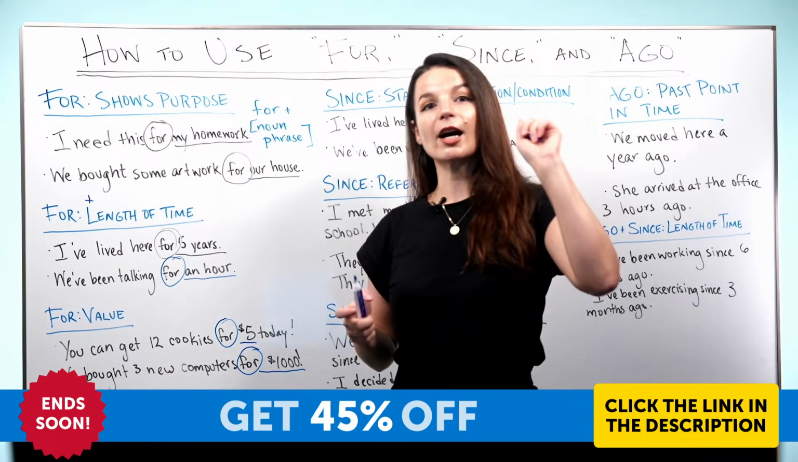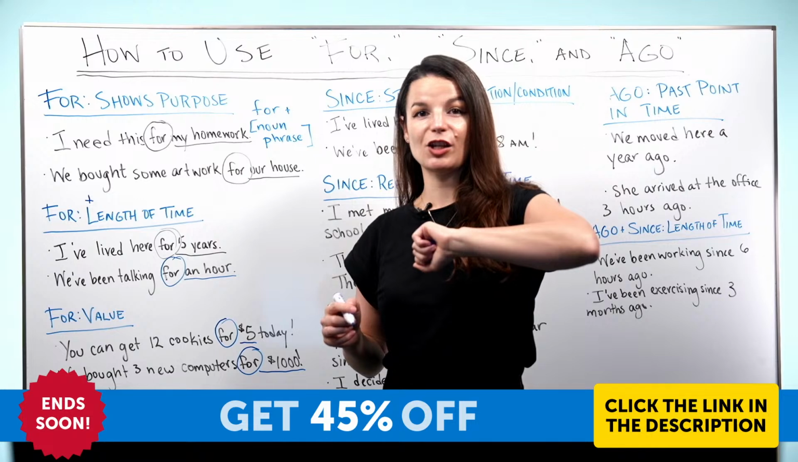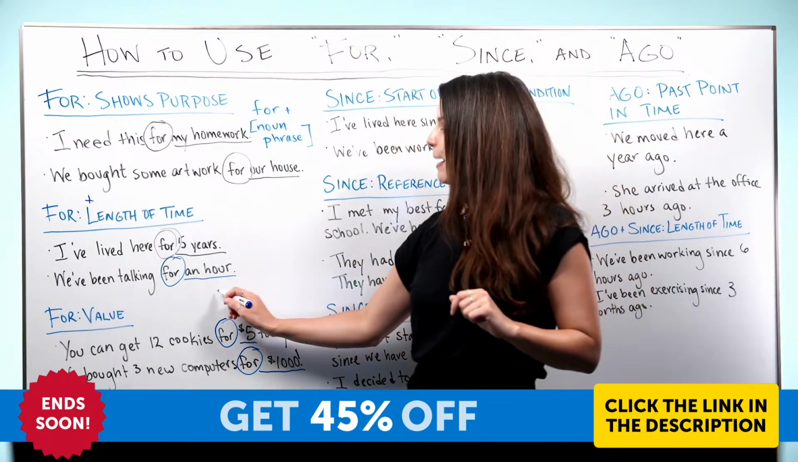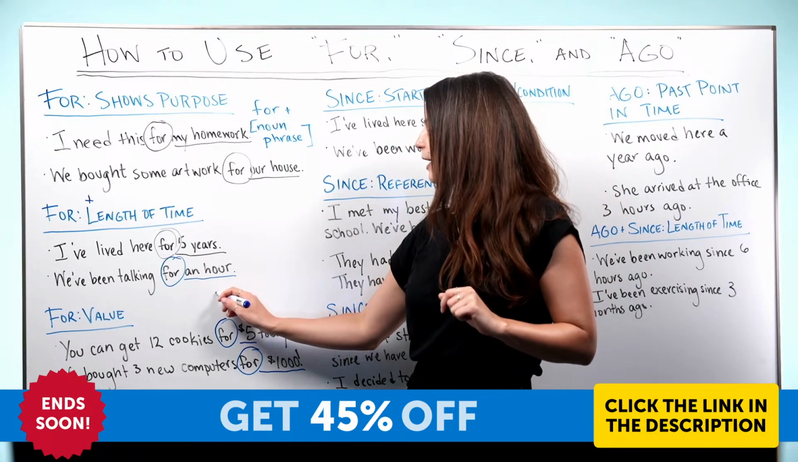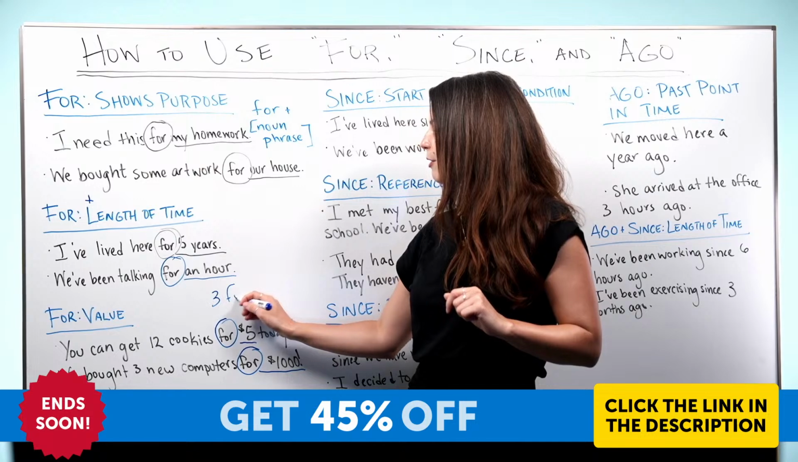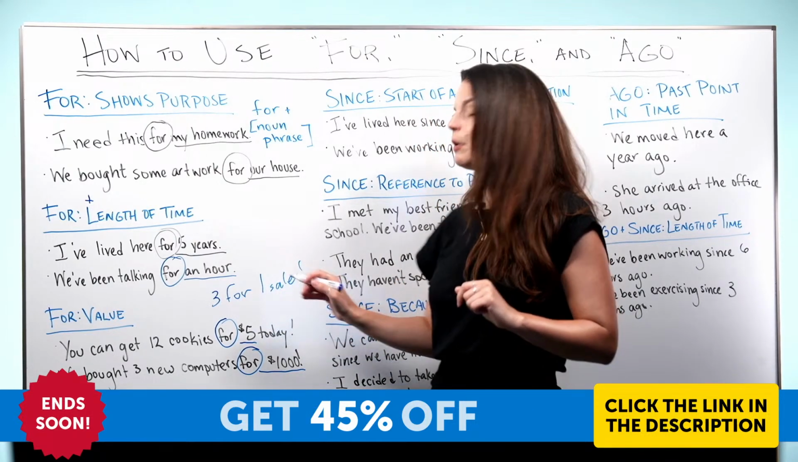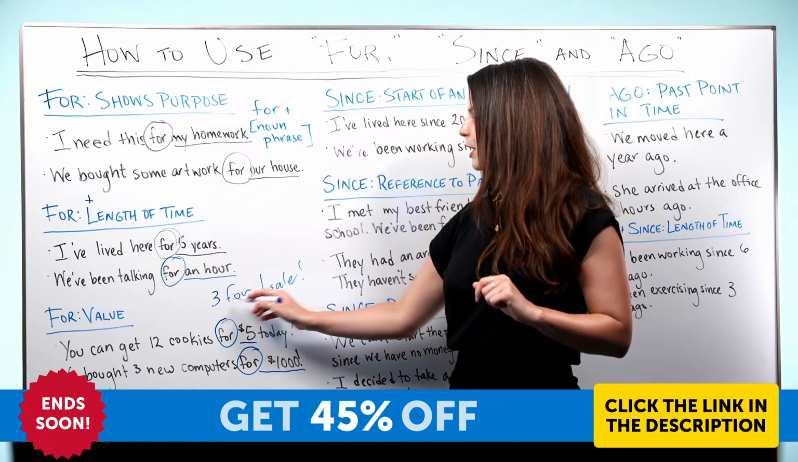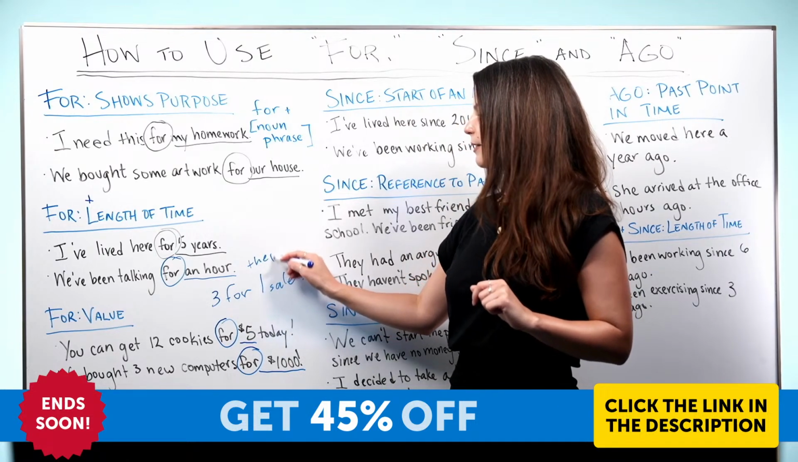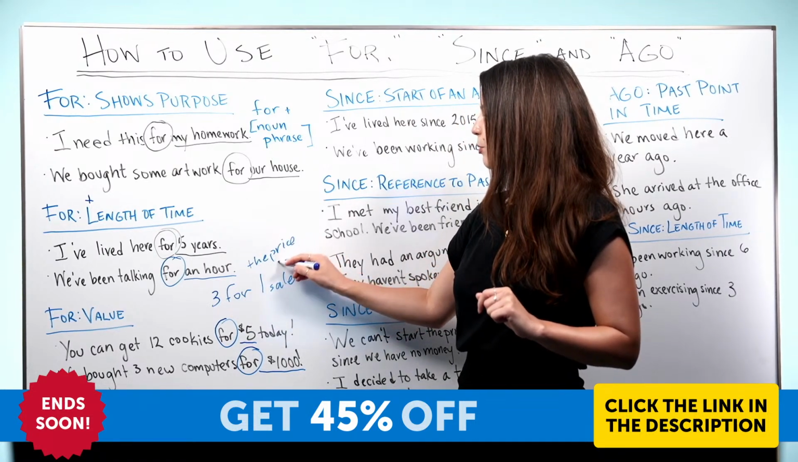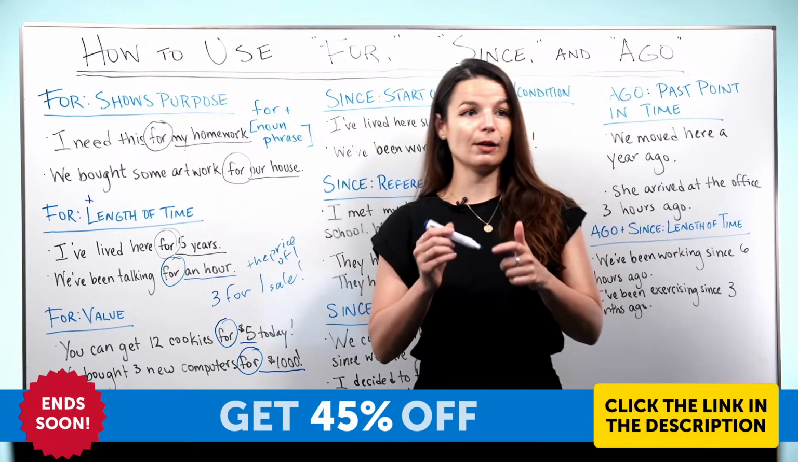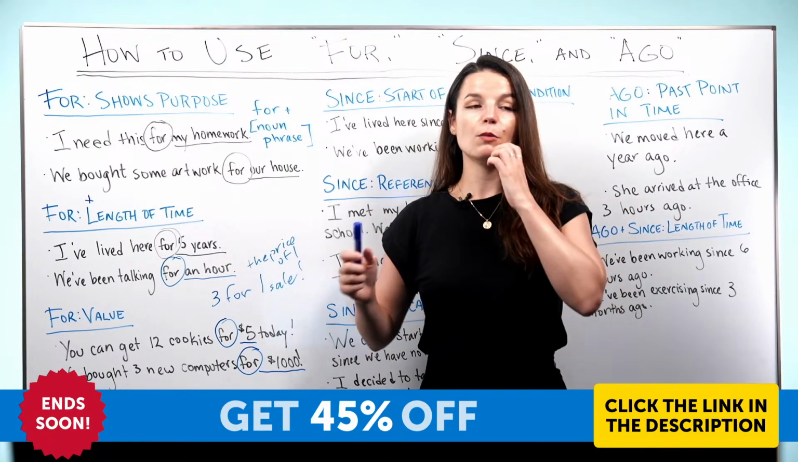So I want to talk about one more interesting use you might see. You might see, I hope you can see this, something like this. This is a 3-for-1 sale. What does that mean? Or you might see 3 for the price of 1. Something like that. Hard to see there, sorry.